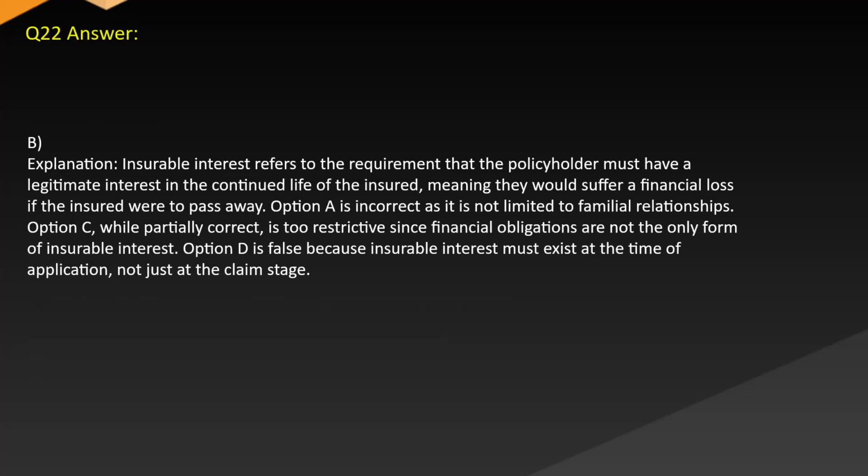Answer: B. Explanation. Insurable interest refers to the requirement that the policyholder must have a legitimate interest in the continued life of the insured, meaning they would suffer financial loss if the insured were to pass away. Option A is incorrect as it is not limited to familial relationships. Option C, while partially correct, is too restrictive since financial obligations are not the only form of insurable interest. Option D is false because insurable interest must exist at the time of application, not just at the claim stage.